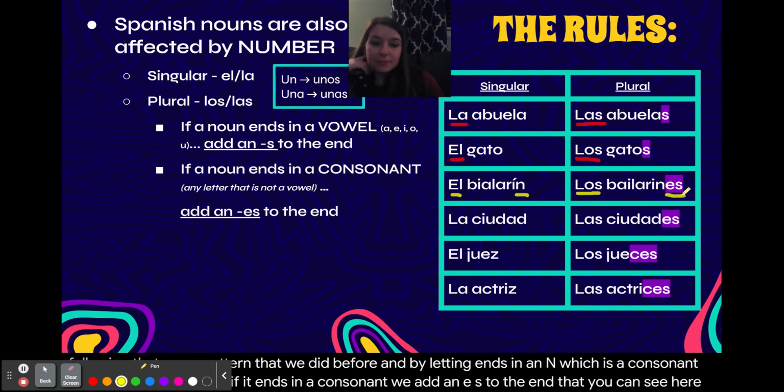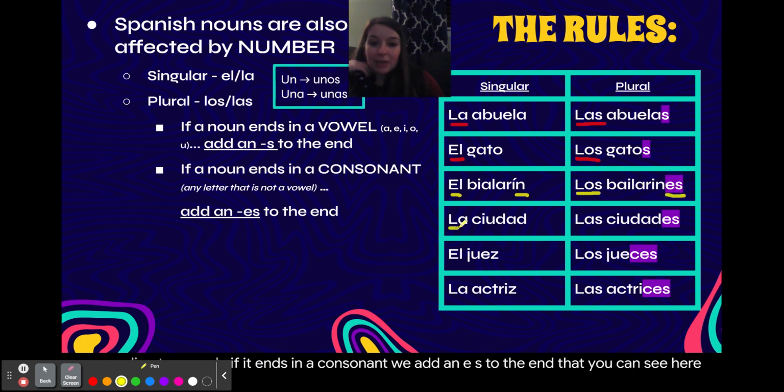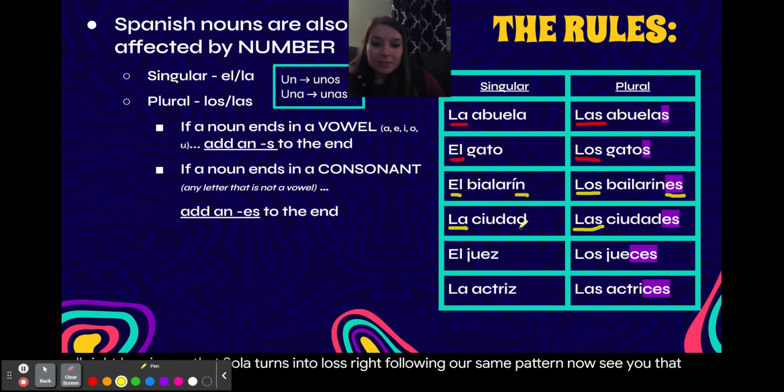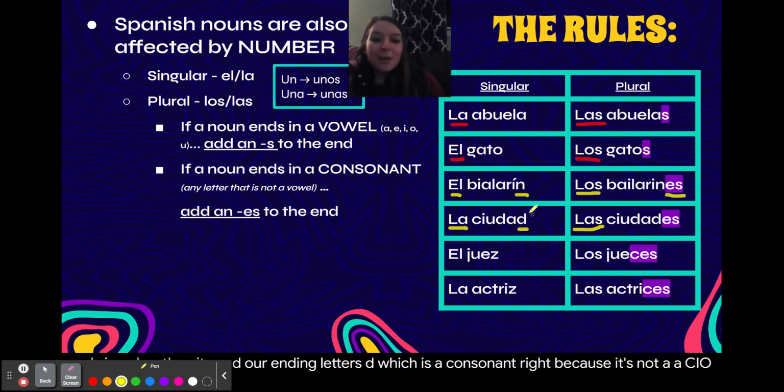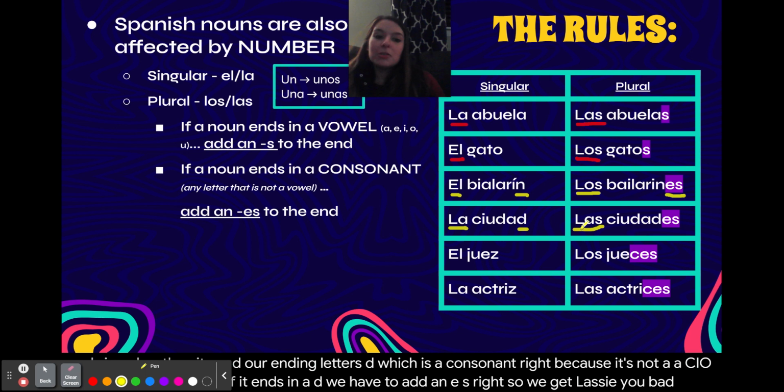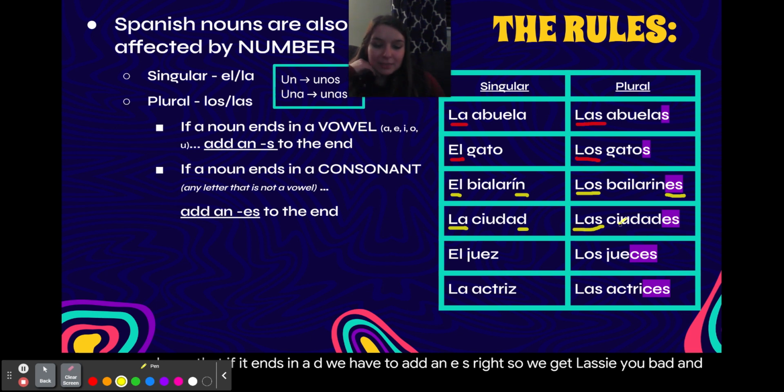That you can see here. All right, la ciudad. So la turns into las, following our same pattern. Now ciudad, the city, ends in a D, which is a consonant, right, because it's not A, E, I, O, or U. So we know that if it ends in a D, we have to add an ES. So we get la ciudad, and we go to las ciudades, the city to the cities with our ES ending.